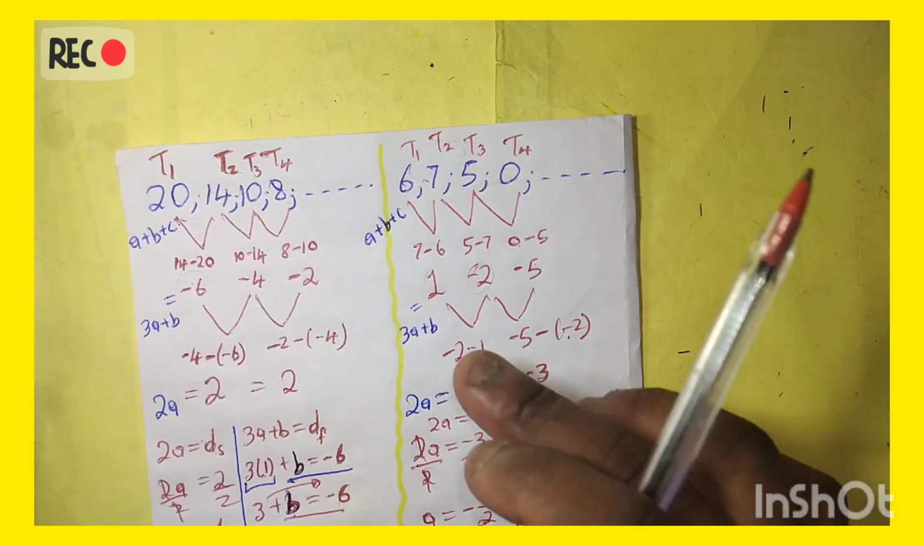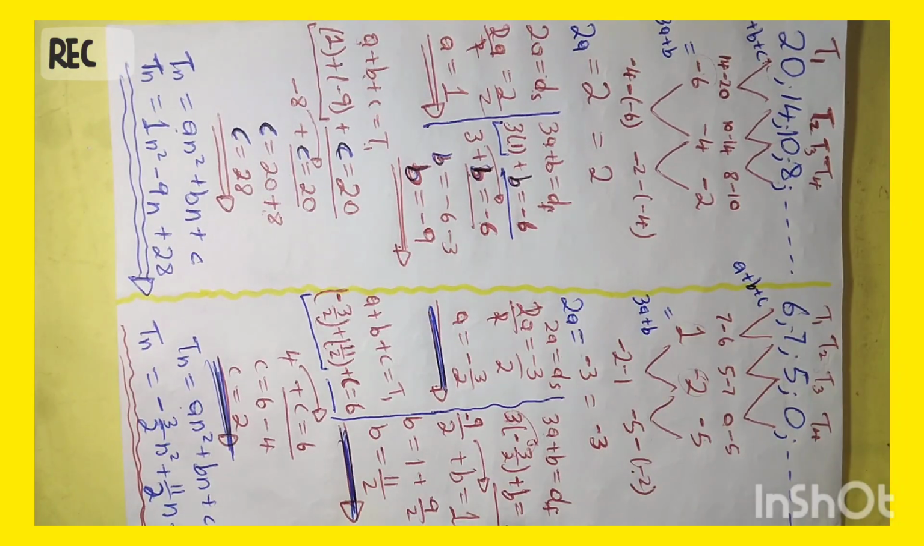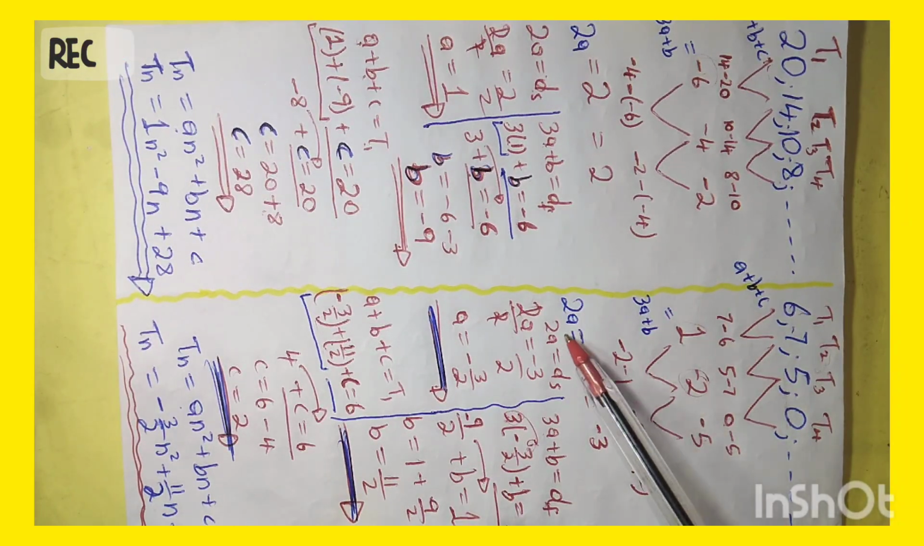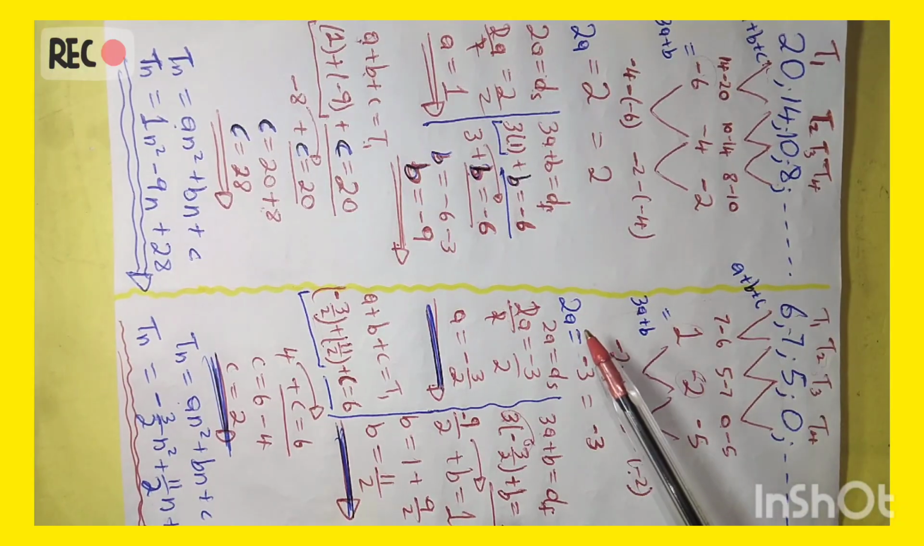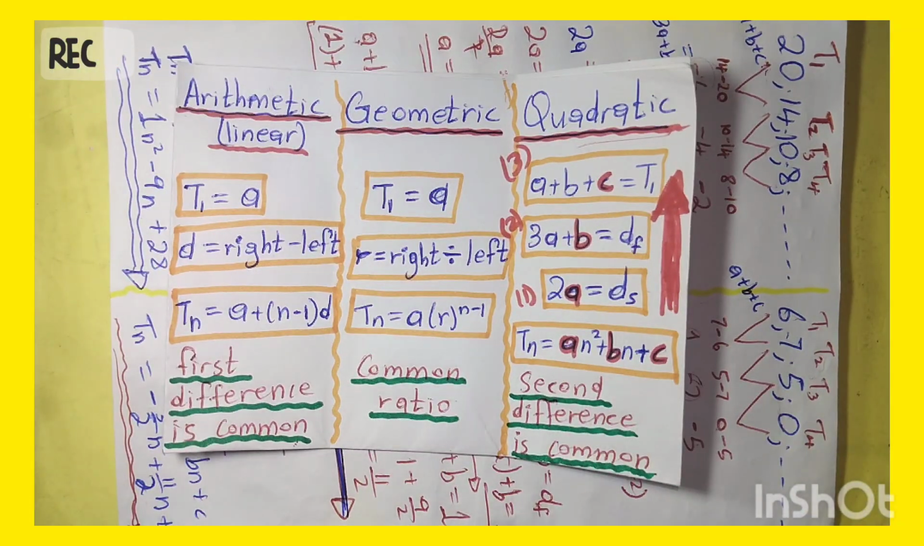So finding the general equation for the quadratic sequence is easy only if you know this equation. Only if you know this equation. So these, guys, are the differences between these 3 sequences. These are the 3 sequences that you should know, which are easy, all of them.